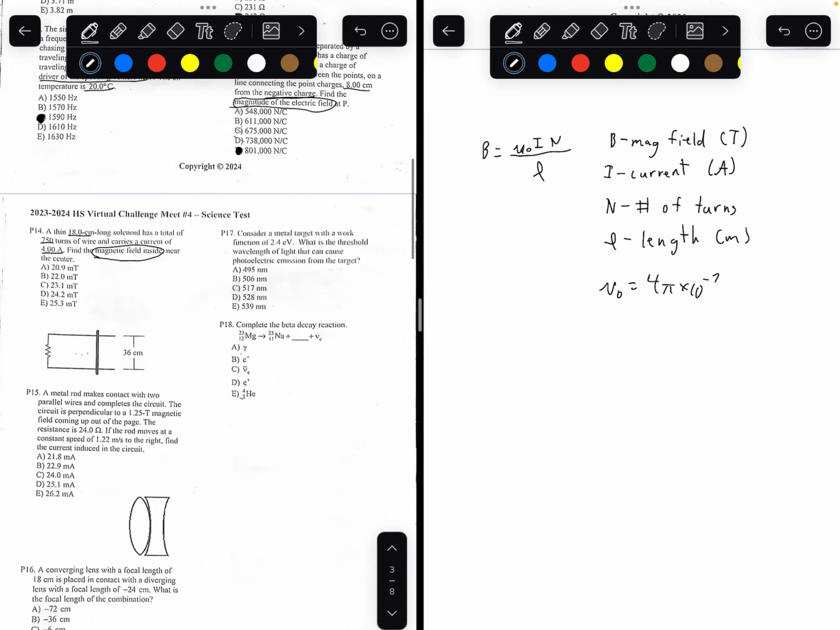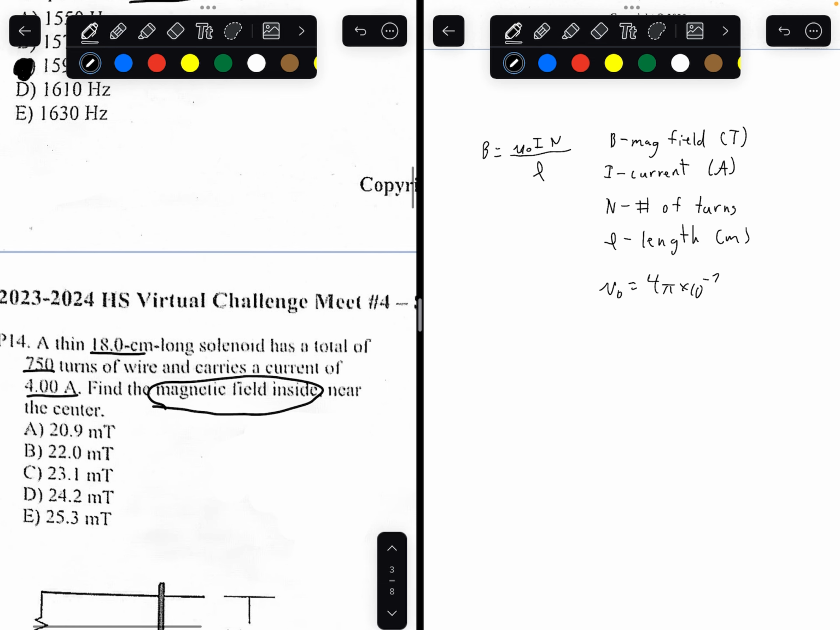So, going back to the question. Now we have everything we need to solve this question. The magnetic field on the inside is equal to the permeability of free space times the current, which is 4 amps, times the number of turns, which is 750 turns, divided by the length of the solenoid, which is 18 centimeters, but you can convert that to 0.18 meters.